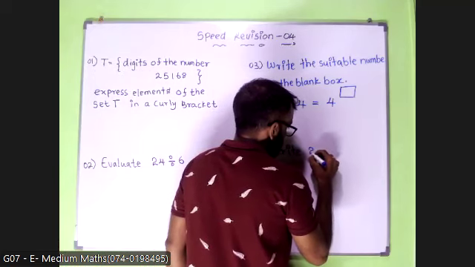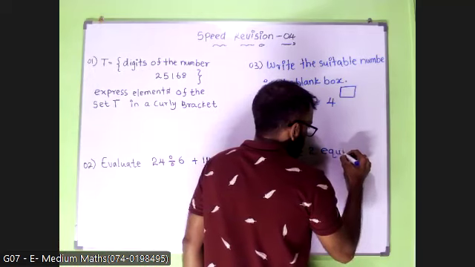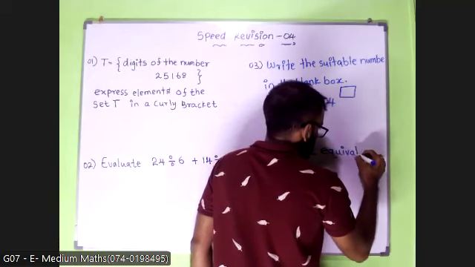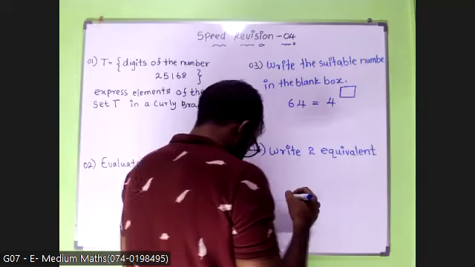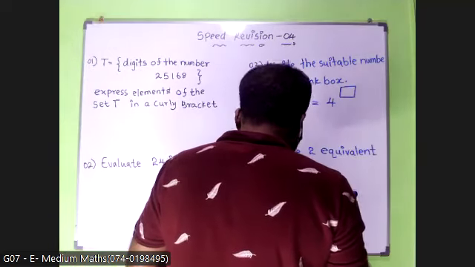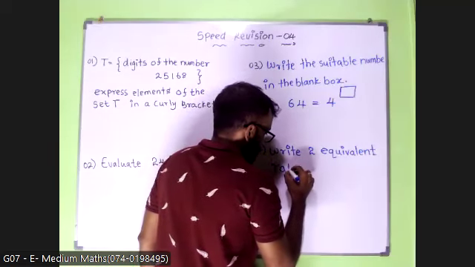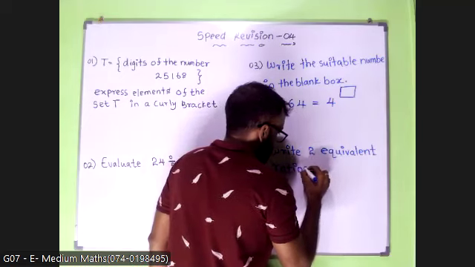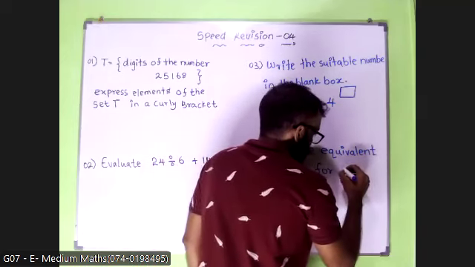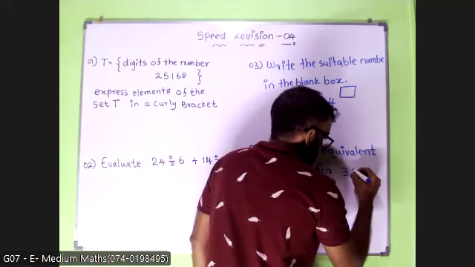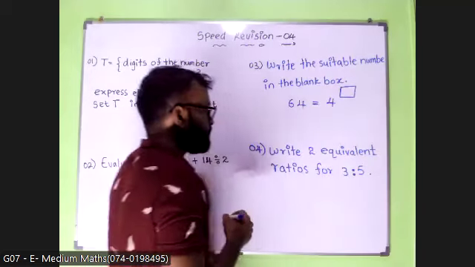Write 2 equivalent ratios for 3 to 5. Right.